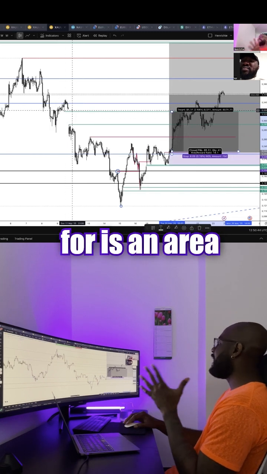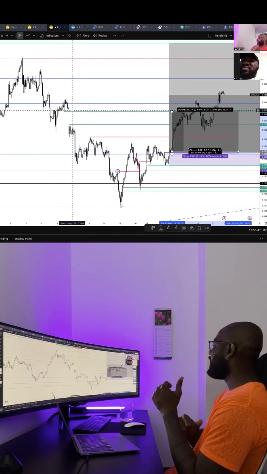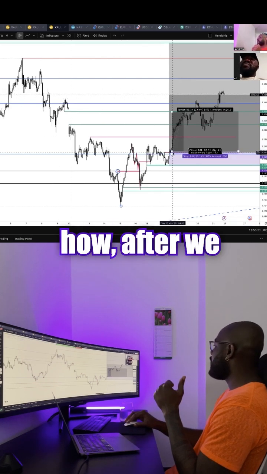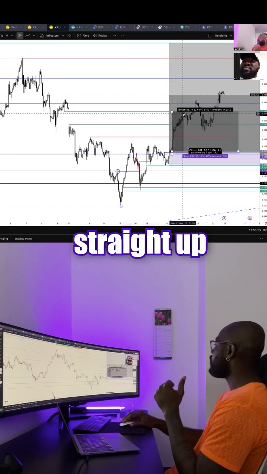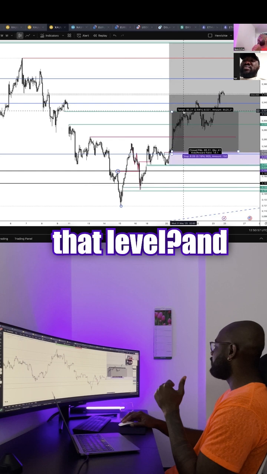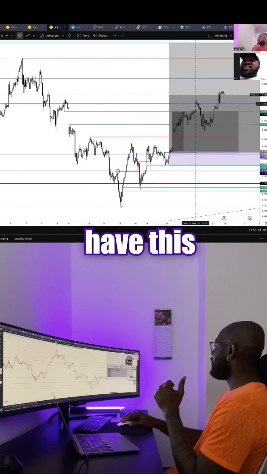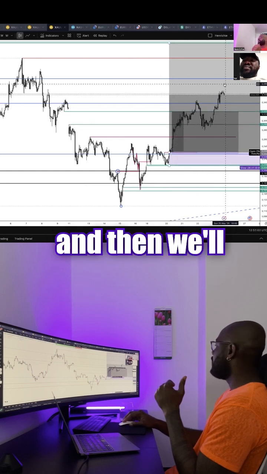So it's already an incredible area to use as take profit because what you're looking for is an area that will impulsively attract price. That is why, can you see how after we tapped that position, can you see how we literally went straight up until we hit that level? And then we had this slight retracement and then we rallied again.